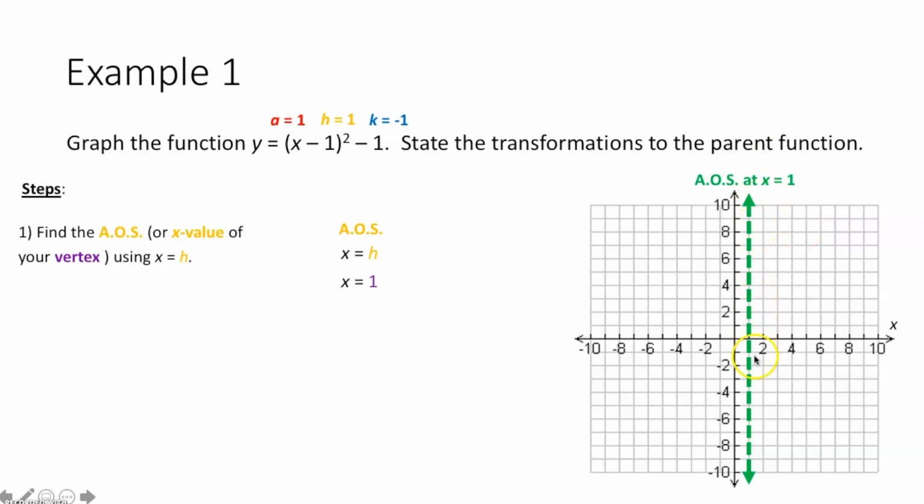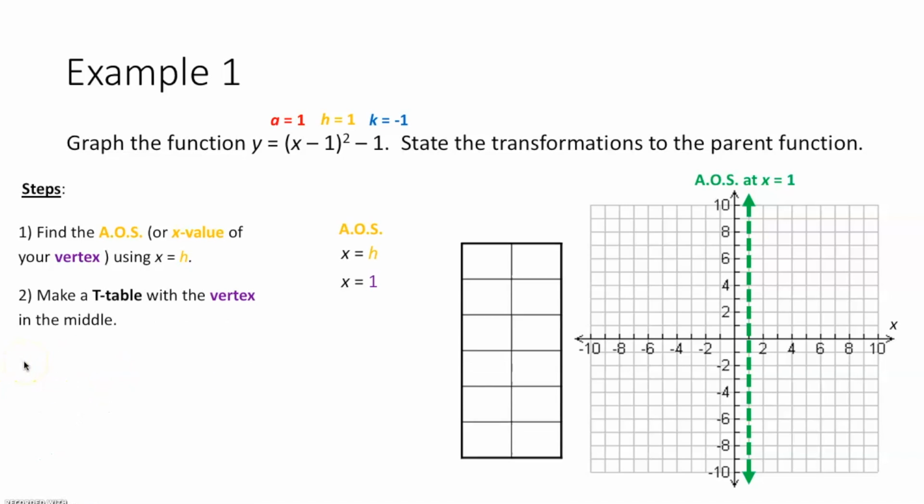Remember, the axis of symmetry is also a good way to check your work because the parabola should be the same on both sides of the axis of symmetry. Now let's move on to our next step, which is to make a t-table with the vertex in the middle.